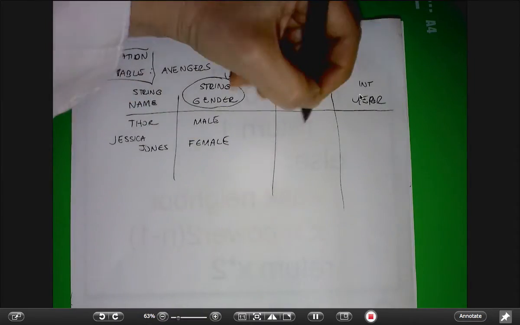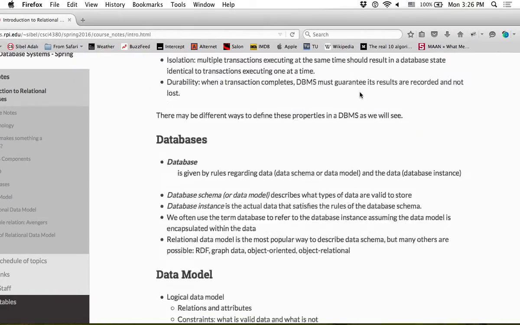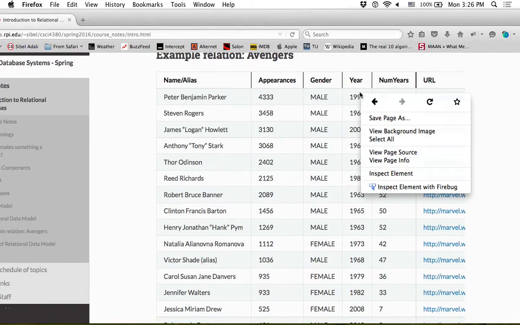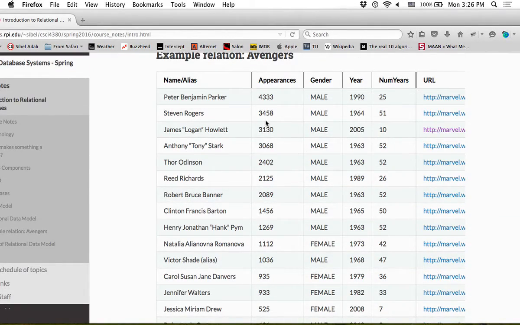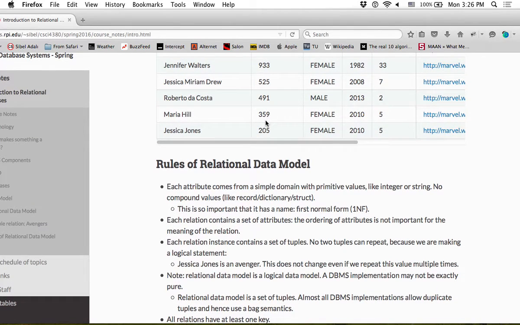All right. Well, this database actually is on our course website. I use nothing but real data. So you can see Thor was introduced in 1963, and Jessica Jones was introduced in 2010.